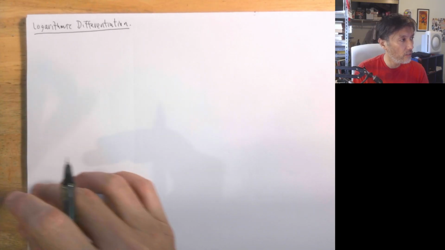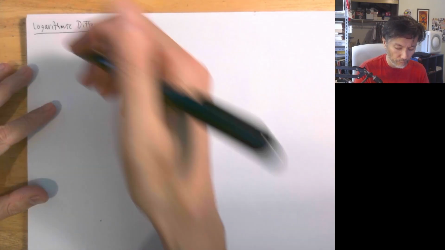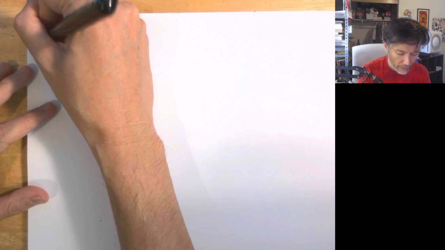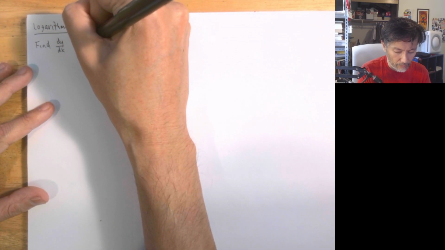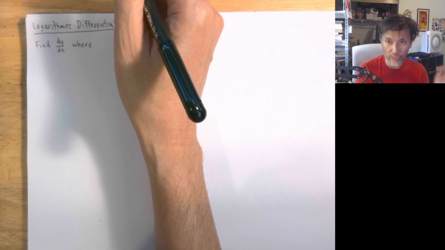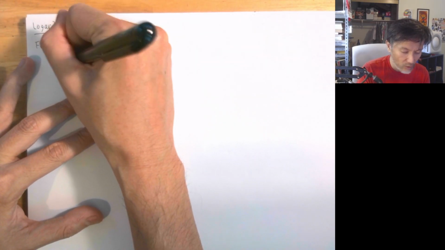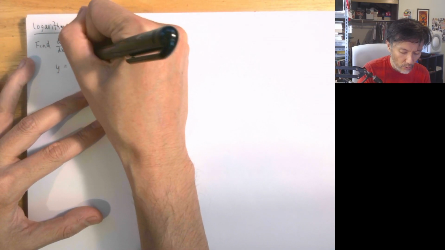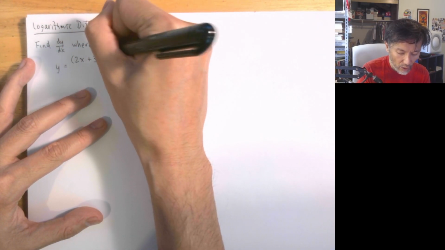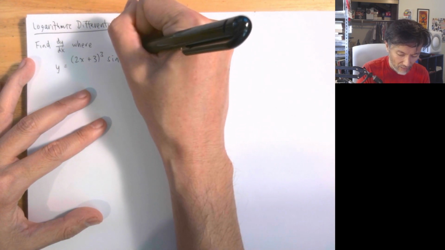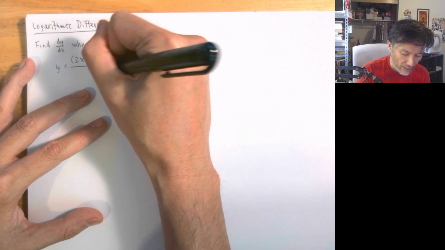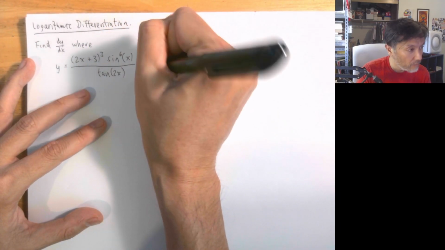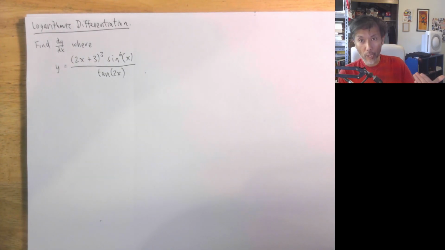Logarithmic differentiation. Okay, here is a function. Find dy/dx where, and this is really an example in the worksheet, y is given by (2x plus 3) cubed times sine to the 6th power of x, divided by tangent of 2x. Now you're probably puking a little bit, and for good reason.